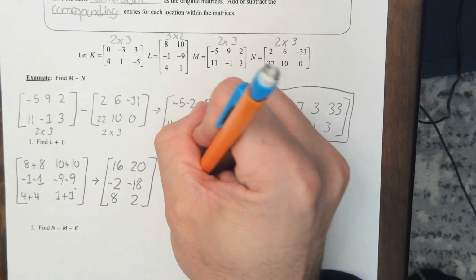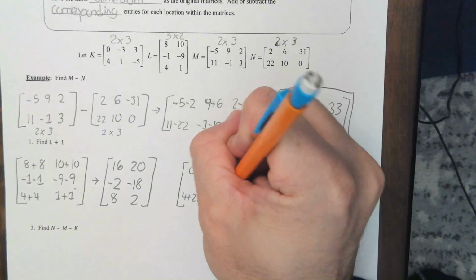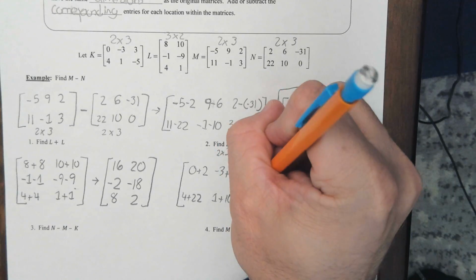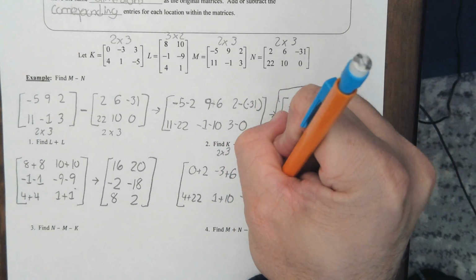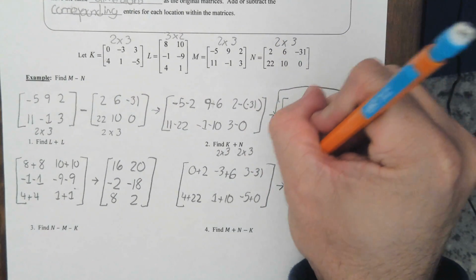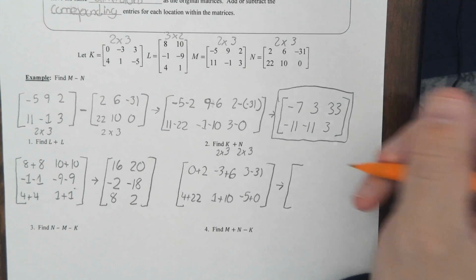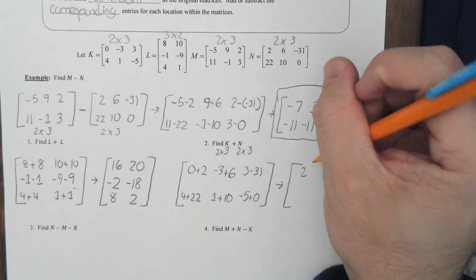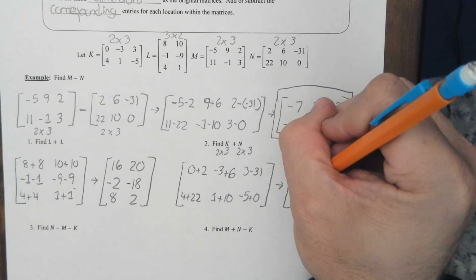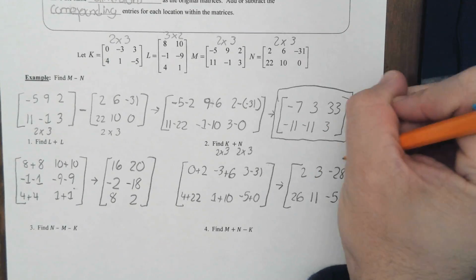4 plus 22, 1 plus 10, and negative 5 plus 0. Add those together to get our solution matrix here. And so we're left with this. We have a 2. Negative 3 plus 6 is 3. 3 minus 31, negative 28. 4 plus 22, 26. 1 plus 10, 11. Negative 5 plus 0 is a negative 5.